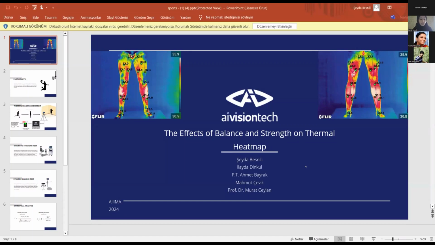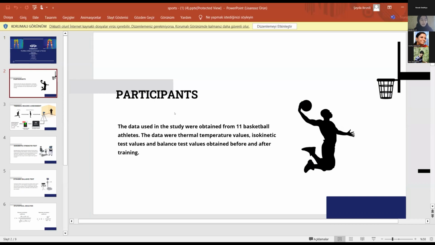The study I will present to you examines the effects of balance and power on the thermal heat map. The participants' thermal temperature values, isokinetic values, and balance values were taken as specific measurement procedures, and the relationship between them was statistically analyzed. The data used in the study were obtained from 11 basketball athletes. The data were thermal temperature values, isokinetic test values, and balance test values obtained before and after training.